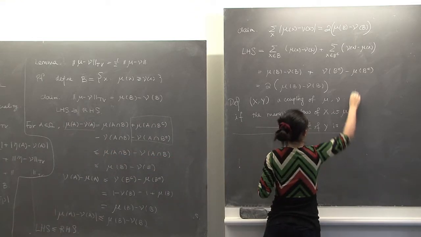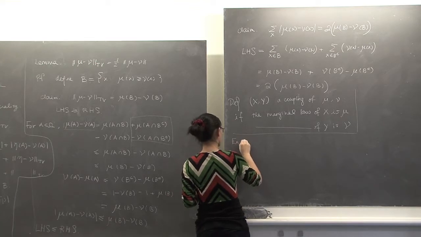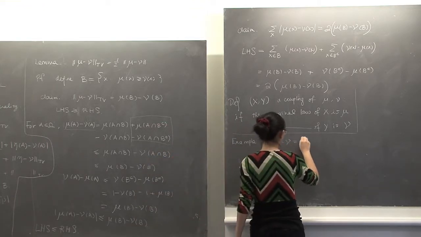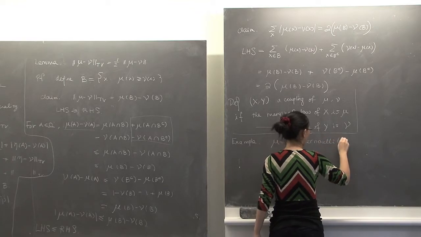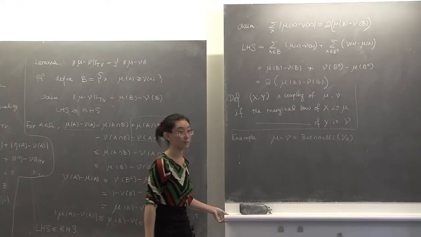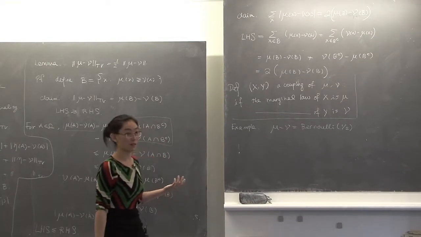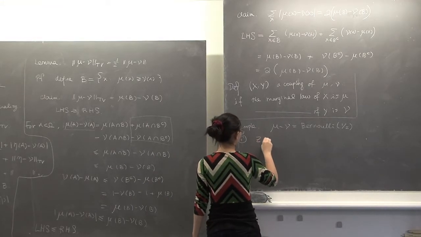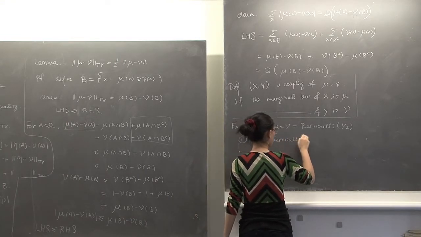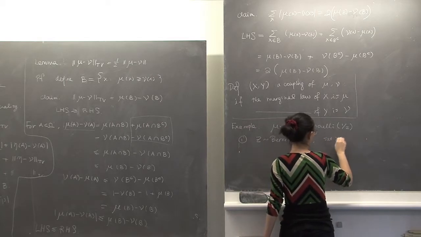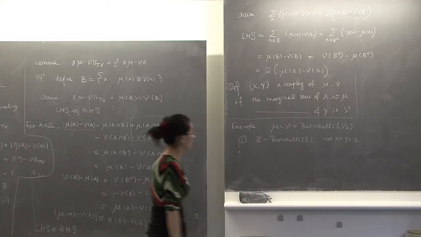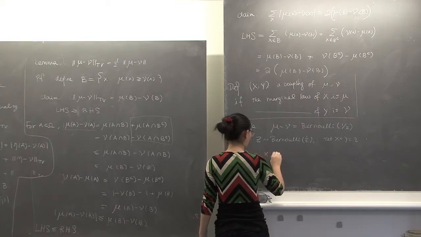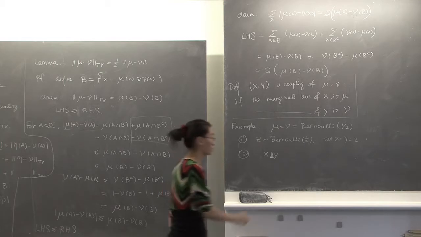OK, so just a quick example. Suppose mu equals nu equals Bernoulli 1/2. We can construct a lot of different couplings between these two measures. So for example, for the first coupling, we just set Z to be a Bernoulli random variable, and then set X equals Y equals Z. This is one coupling of these two measures. Or we can sample X and Y as IID Bernoulli.